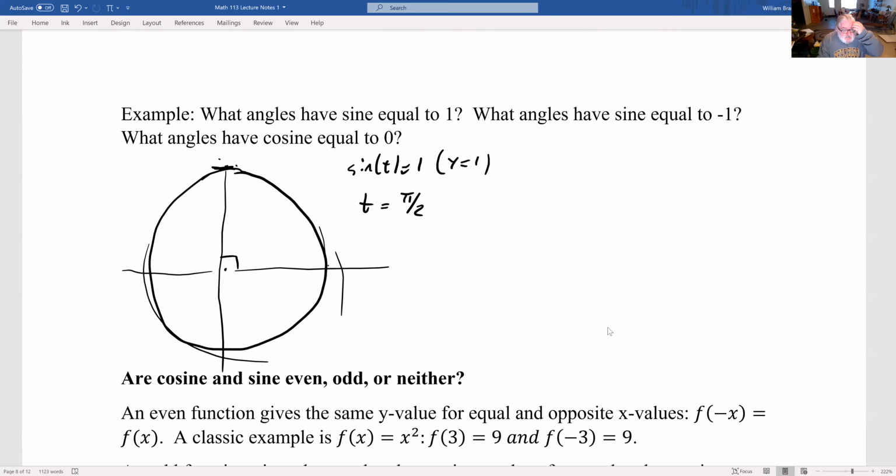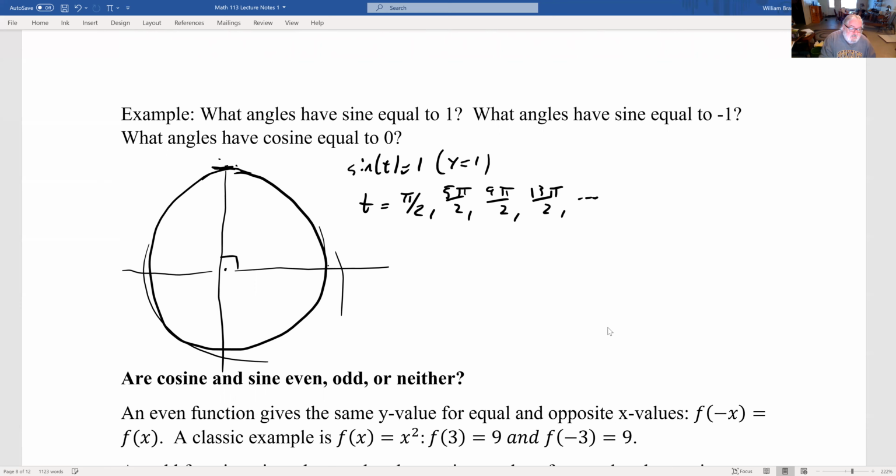2 pi is the same thing as 4 pi over 2. So once around the circle would be 5 pi over 2. Twice around the circle would be 9 pi over 2. 13 pi over 2, going up by 4 pi over 2 each time.